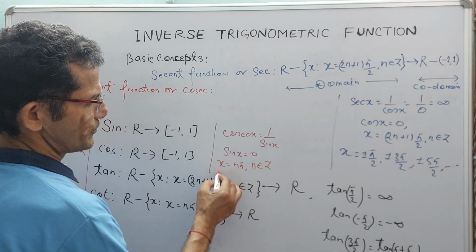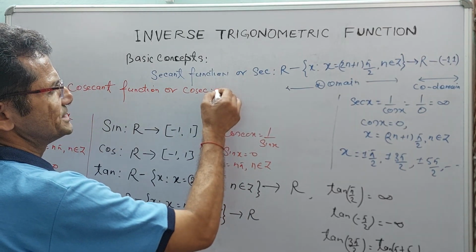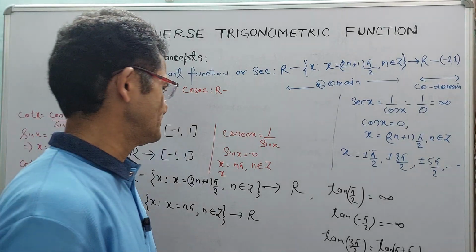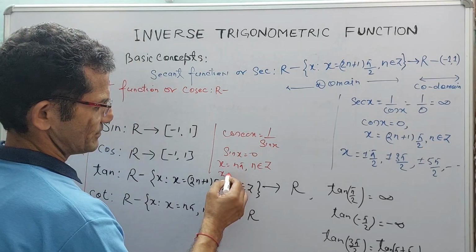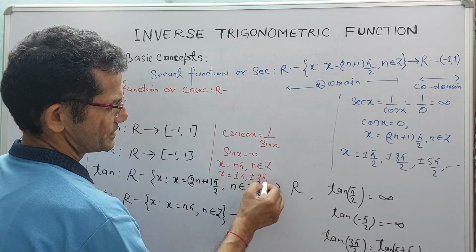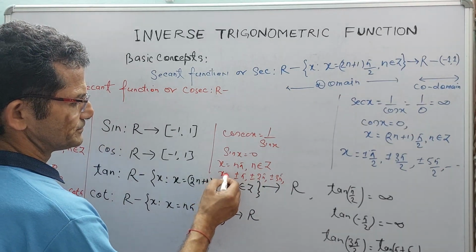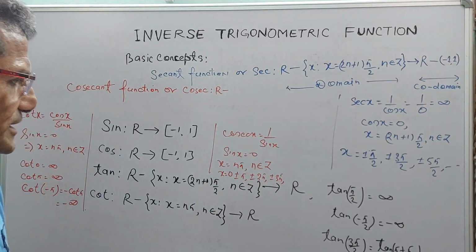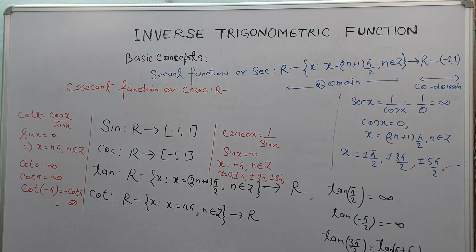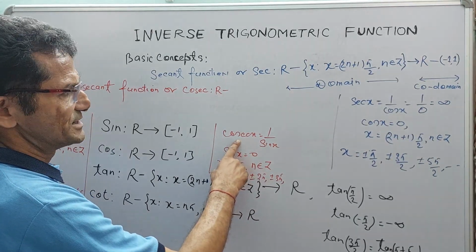So we have to delete from the set of R these numbers at which the cosec function gets the value of plus minus infinity. So x is equal to plus minus pi, plus minus 2 pi, plus minus 3 pi, and so on. 0 is also there. On these angles sin x will be 0, and if sin x is 0, cosec x will be plus minus infinity.